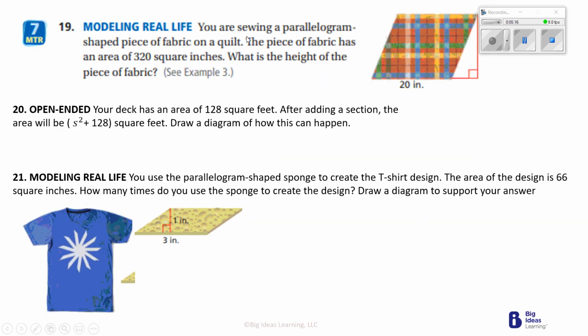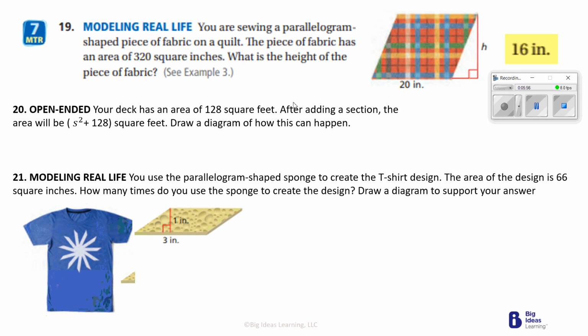Number 19 says you're sewing a parallelogram shaped piece of fabric on a quilt. The piece of fabric has an area of 320 square inches. What is the height of the fabric? Remember, it says the area is 320. So we're going to have to divide 320 by 20 because that is going to be our length. And that'll give us what the height is. Well, this is really dividing it. Take a 0 in and divide it by 2. So this is going to give us 16, because 16 times 2 is 32. Should give us 16 inches. 20 is for you to do.